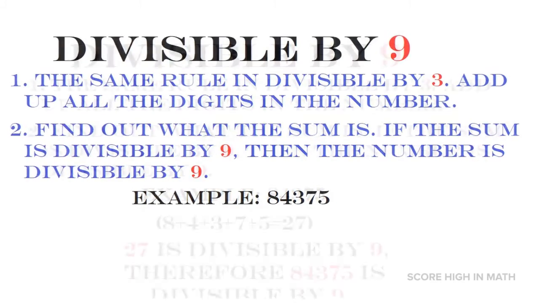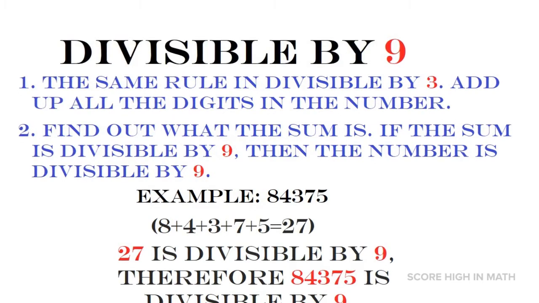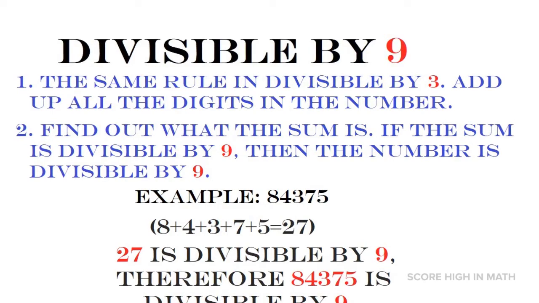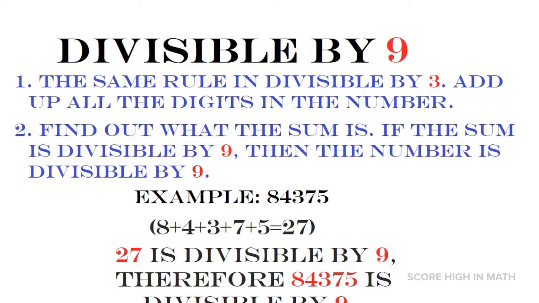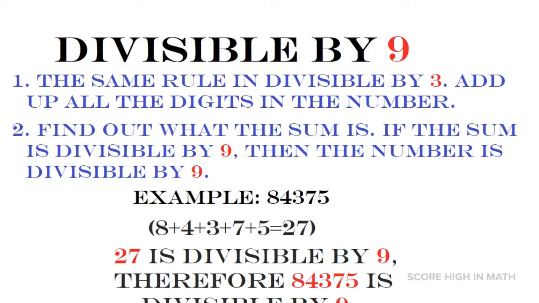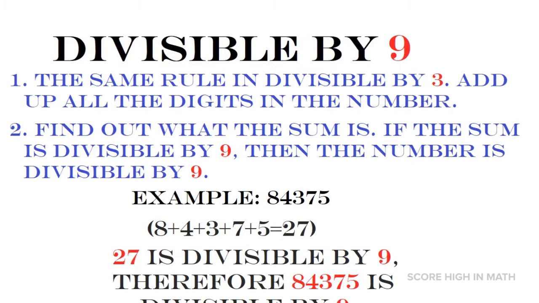84,375. Adding up all the digits, 8 plus 4 plus 3 plus 7 plus 5, it is equal to 27. And 27 is divisible by 9. Therefore, 84,375 is divisible by 9.